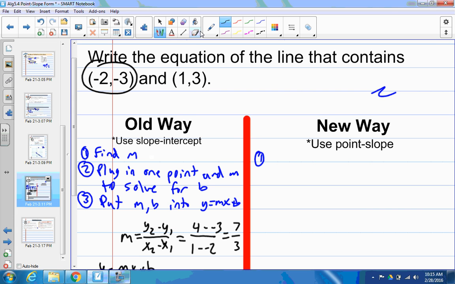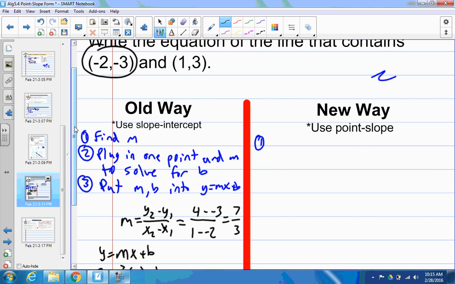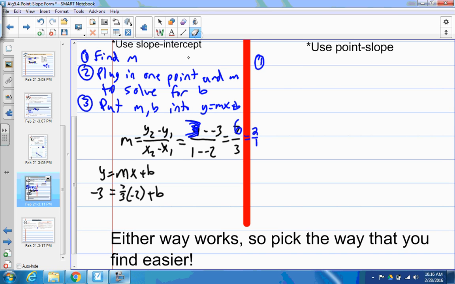So I found a mistake, and that would be that I wrote the wrong number in here for the slope. It should be y2, which is 3, minus negative 3, which would be 6 over 3, which would equal 2, or 2 over 1. So if we erase this and plug in the slope, it would be 2 times negative 2, which is the x, plus b.